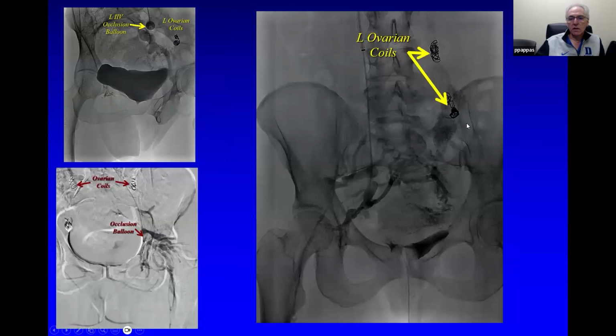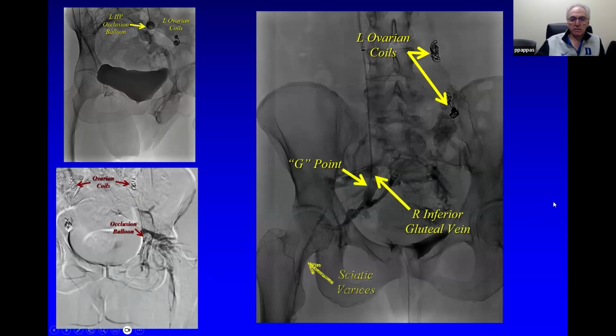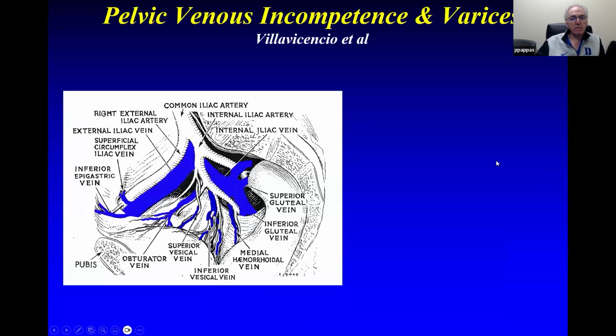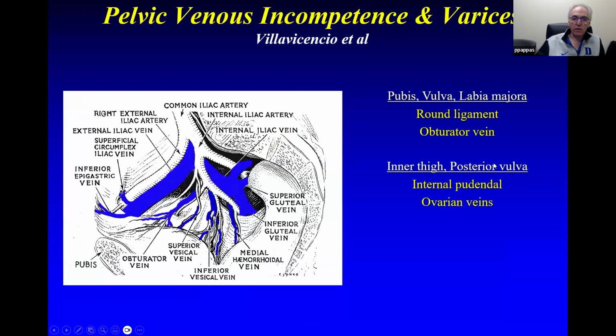So again, these are coils in the ovarian veins. This is balloon occlusion venography, but this is now in the posterior trunk of the internal iliac vein. And what you can see here is inferior gluteal veins also anastomosing to a great saphenous vein on the right. And this is sciatic vein varices. This stuff we already went over. We don't have to go through this again.